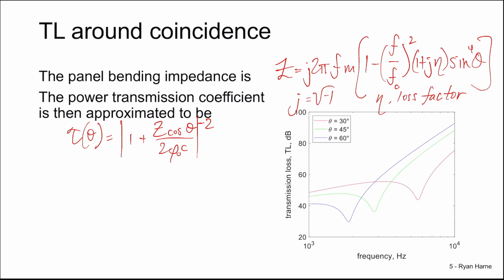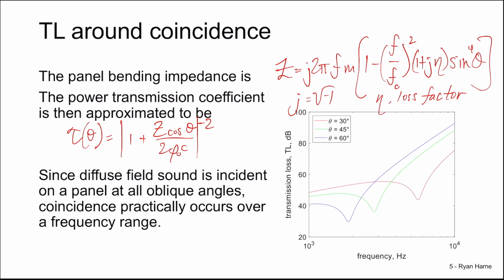Now, considering different angles of incidence, as the angle increases from 30 degrees of incidence to 60, we find that the coincidence phenomena occurs at lower frequencies, and this in fact agrees with what we've seen with the critical frequency, which is the lowest frequency for which coincidence may occur. But since the diffuse sound field that we characterize with the transmission loss measurement is incident on the panel at many angles of oblique incidence, coincidence practically will show up in transmission loss data over a frequency range from a lower to an upper limit.